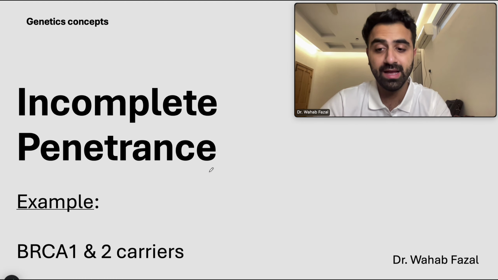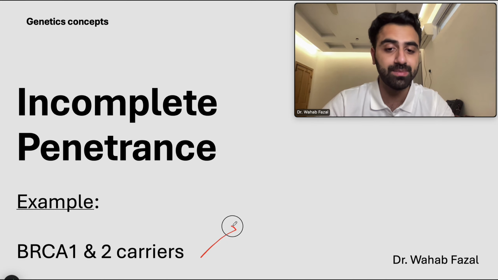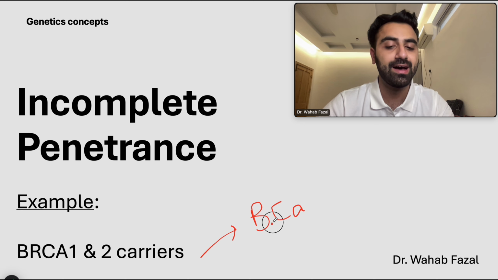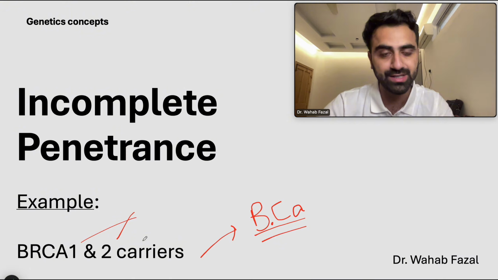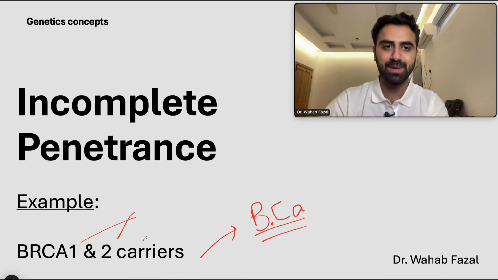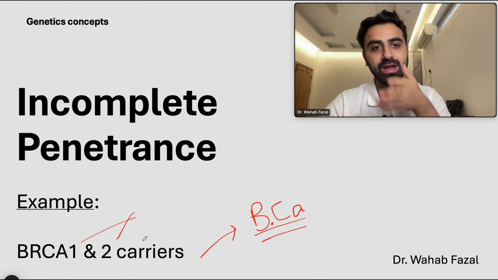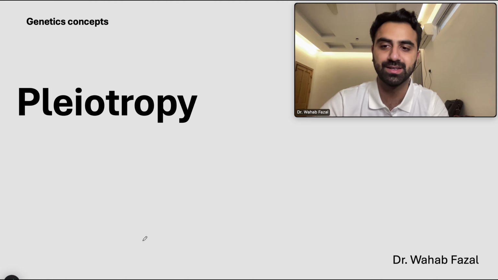What's an example for it? The BRCA1 and 2 carriers. Sometimes they develop breast cancer, but in other cases they don't necessarily develop breast cancer. This is a phenomenon that we see for BRCA1 and BRCA2 carriers. So this is the concept of incomplete penetrance. So these people have BRCA1 and BRCA2 genes, but they don't develop breast cancer.